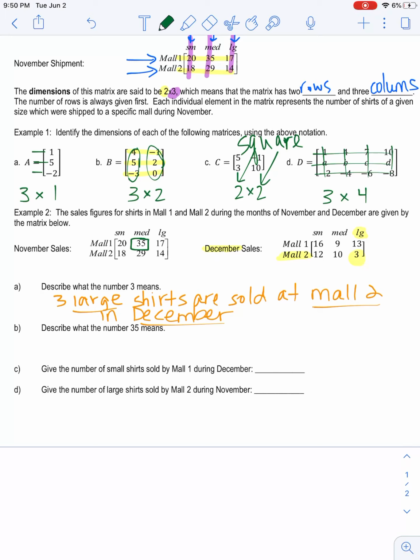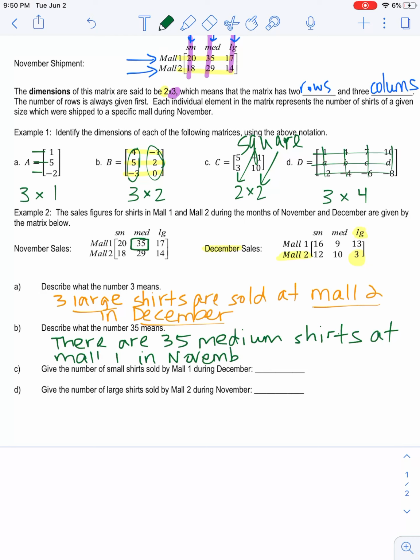All right, let's go ahead and see how you did. So for the number 35, we'd say there are 35, and the size here is medium. So 35 medium shirts. Which mall are we talking about? At Mall 1. And this time we're looking at the numbers for November. So your sentence doesn't have to be identical to this. You could say in November at Mall 1 there are 35 medium shirts sold. You know, you can rearrange things a little bit, but you need to include the size, you need to include which mall, and you need to include the month.